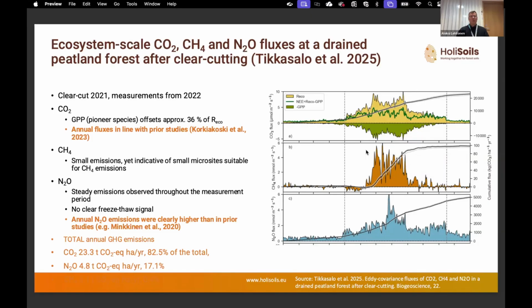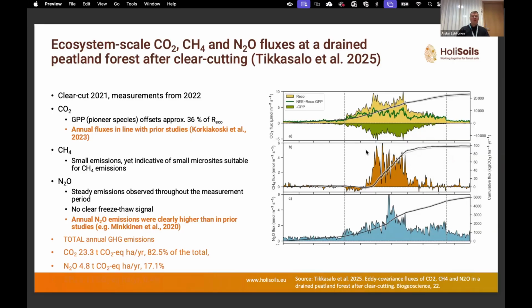So CO2 emissions are more than 20 tons of CO2 per hectare, while N2O makes approximately 5 tons as CO2 equivalents per year during 2022. And that's all reported in that Tikkasalo et al. paper.